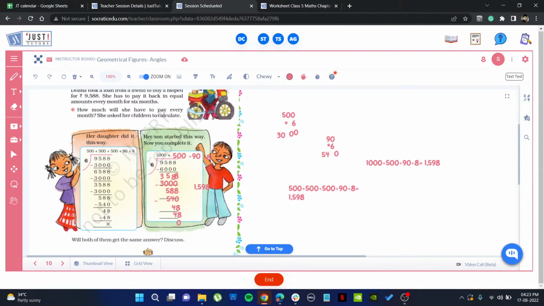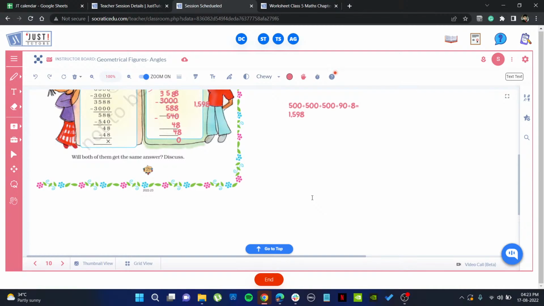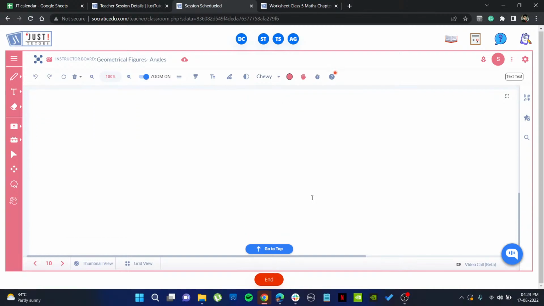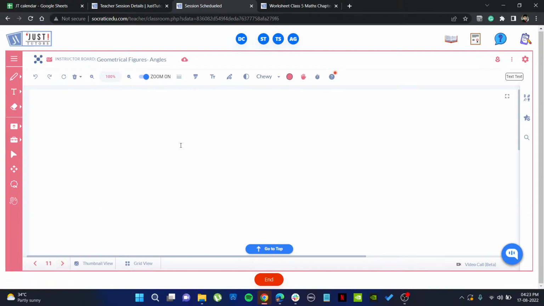Okay, so here we can say that both of them get the same answer, because on adding them together the answer is 1598, which is same. Okay, I think it must be clear to you. Now let's move towards our next slide.